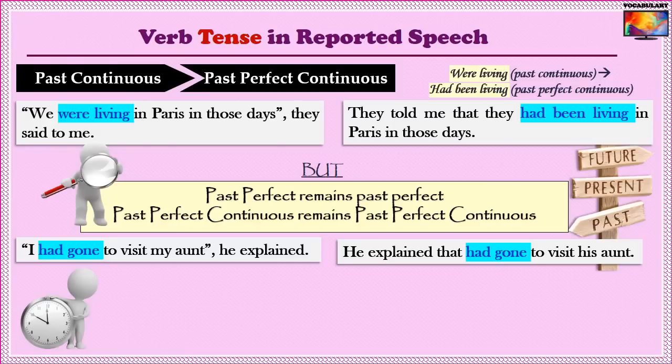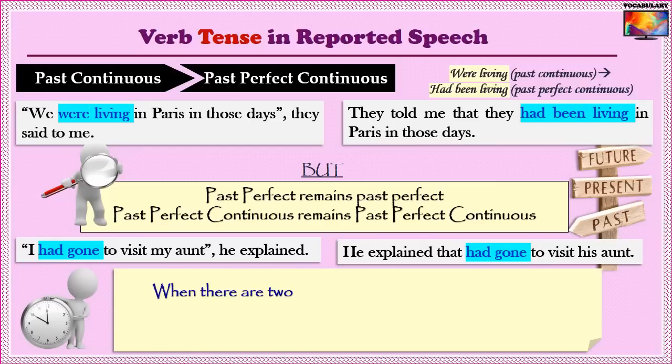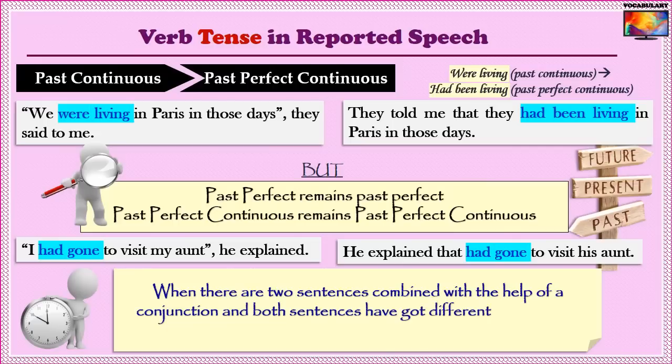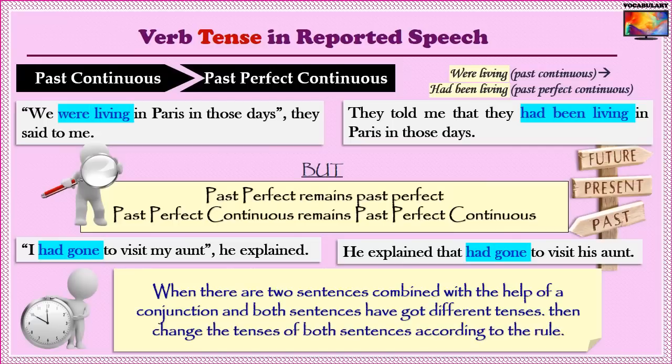Also, when there are two sentences combined with the help of a conjunction and both sentences have got different tenses, then change the tenses of both sentences according to the rule. More about this rule later when we come to questions practice.